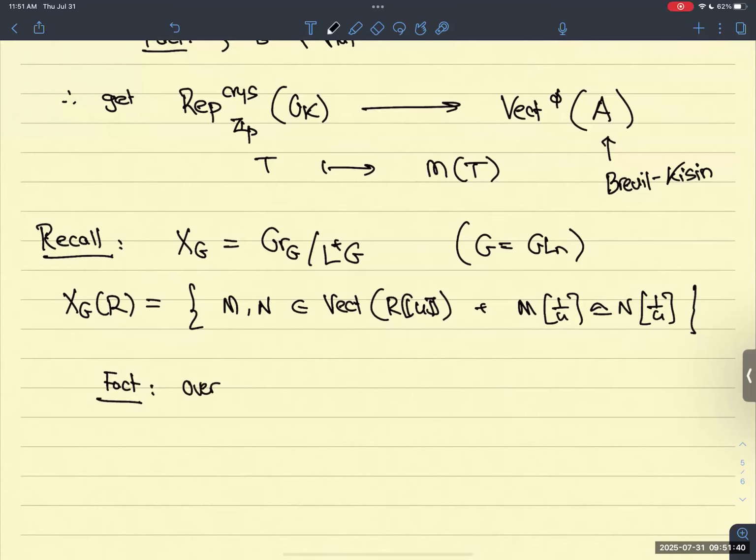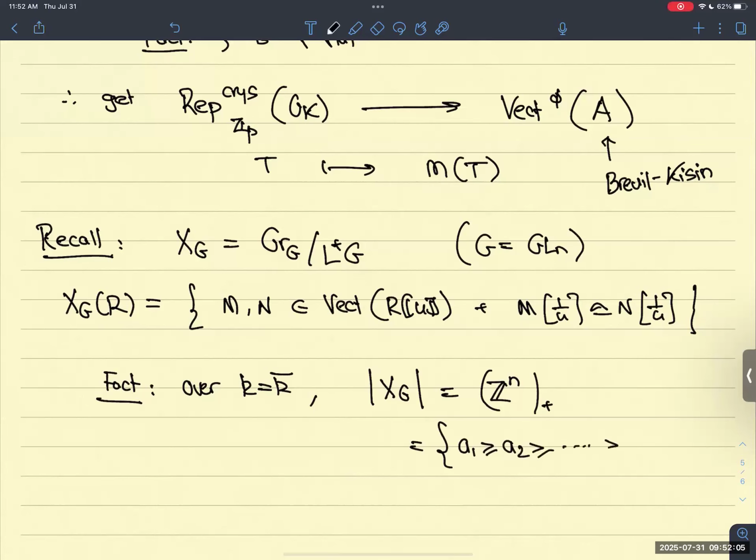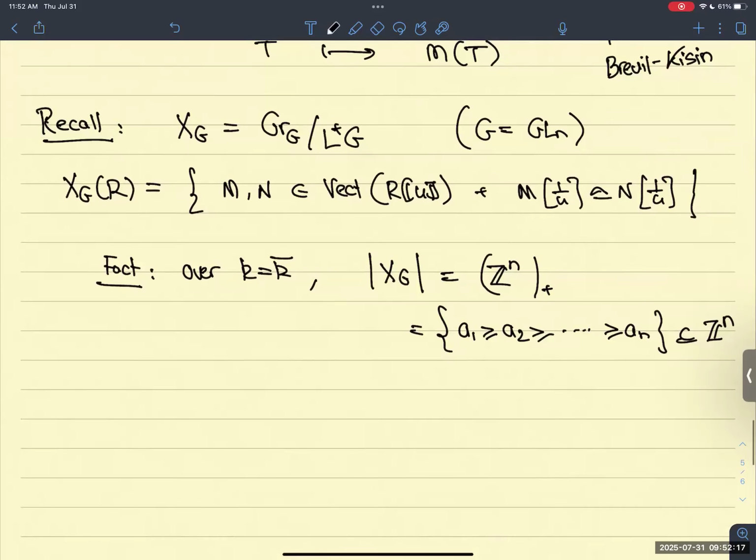It says that over k equals k bar, if you look at the fibers of XG over an algebraically closed field, then the topological space XG has a nice description. It's actually just n-tuples of integers, Z to the n, n-tuples of ordered integers. So this is a1 bigger than a2 bigger than ... bigger than an, sitting inside Z to the n. The representation theoretic way of saying this is that these are the dominant co-characters. But it's just this tuple of integers in this concrete case.